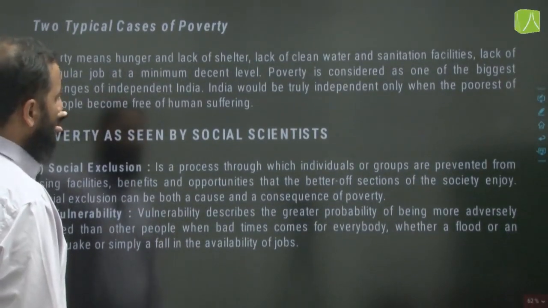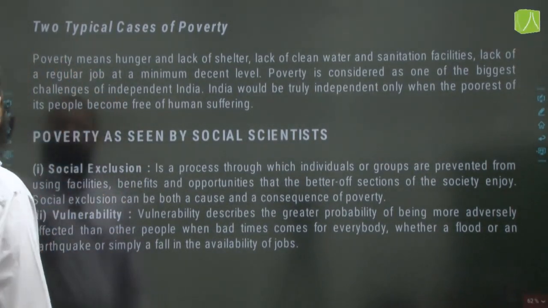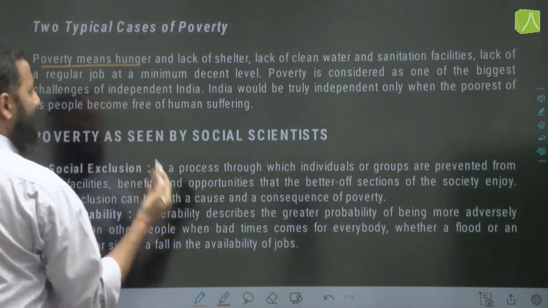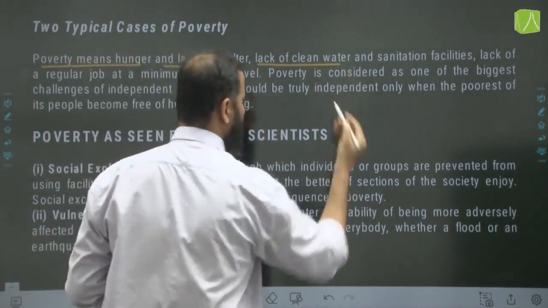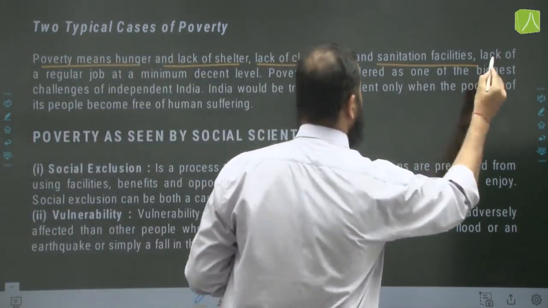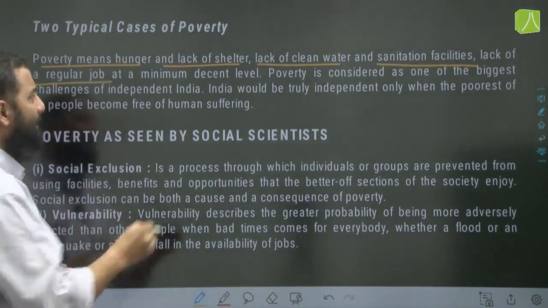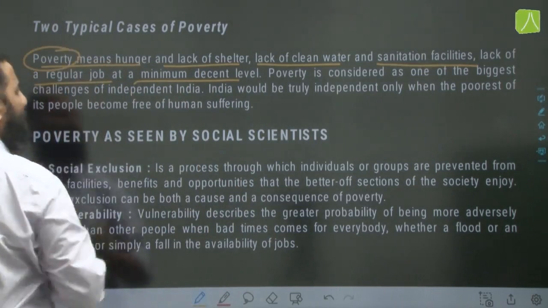Now here we have some typical cases of poverty, right? That is, poverty means hunger, खाने के लिए नहीं है हमारे पास, lack of shelter or lack of clean drinking water, and sanitation facilities, lack of a regular job at a minimum decent level. So these all constitute what is poverty. क्या है गरीबी actually, ठीक है.